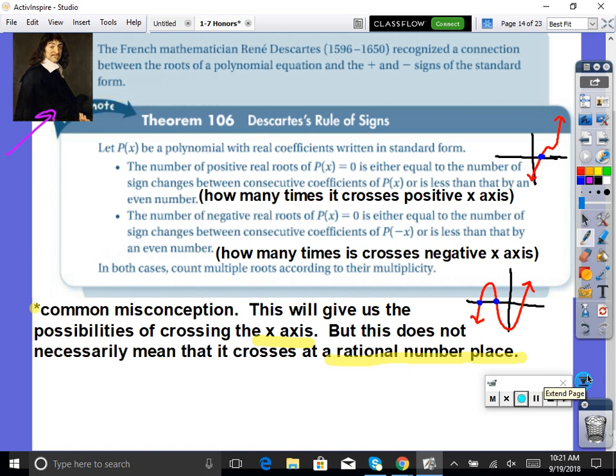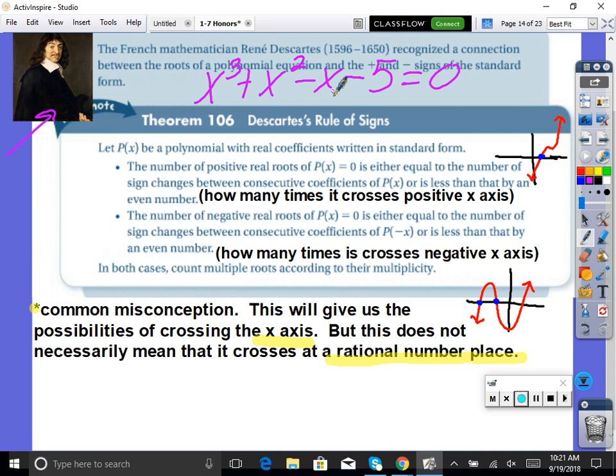So if we have a polynomial in standard form, let me show you. For example, x cubed plus x squared minus x minus 5. That's a polynomial in standard form. This is always going to be true. The number of positive real roots, when the polynomial is set equal to 0, the number of positive solutions will be equal to the number of sign changes between plus and minus signs.